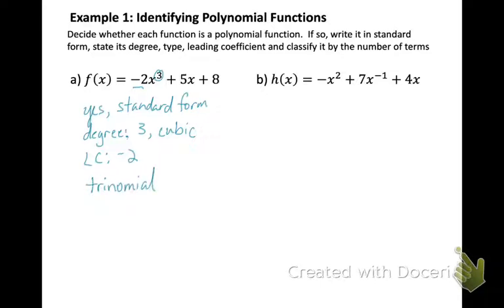Now, if we look at B, remember the two criteria are whole number exponents and real number coefficients. So our exponents are 2, negative 1. So I stop right there because negative 1 is not a whole number. So this means that this is not a polynomial, and then we are not going to move forward in classifying it.